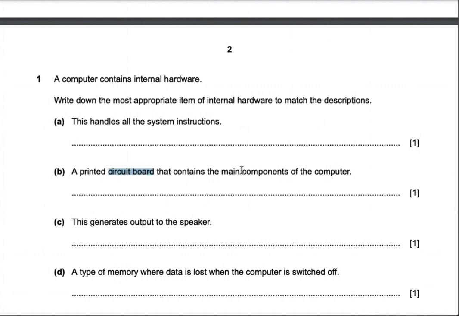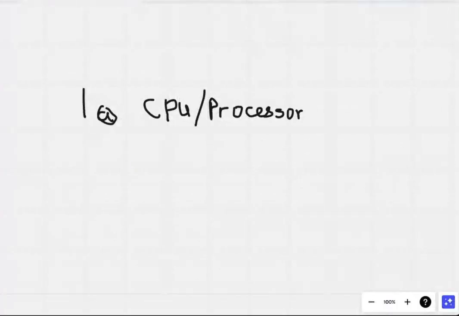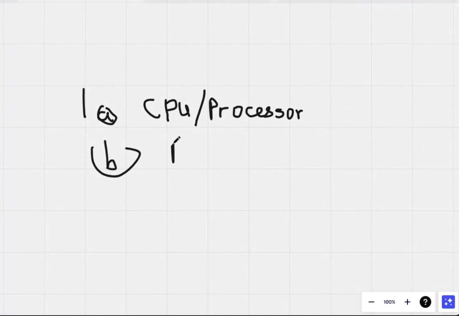Almost all the main components, like the network card, the visual display card, the sound card, are all inserted in the motherboard. That's why when your motherboard has a problem, your computer will not function anymore. You have to either buy a new motherboard or the motherboard has to be repaired. So here we simply say a motherboard. 1B, motherboard.